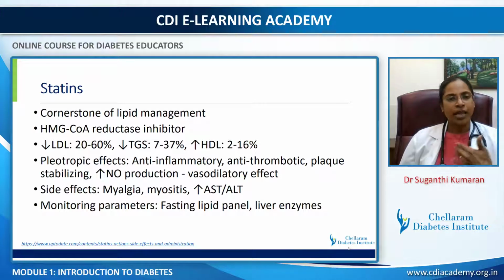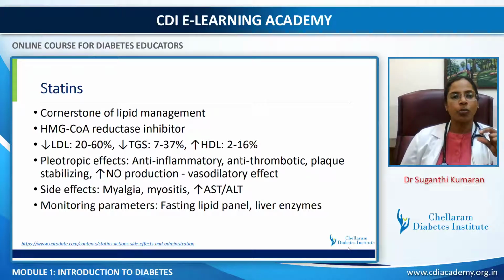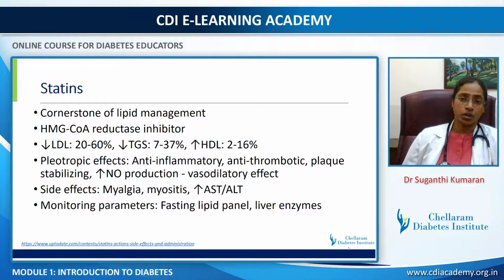There are other effects of statin which seem to be helpful as well, like anti-inflammatory property, anti-thrombotic property, plaque stabilizing property, and increased production of nitric oxide, which causes a vasodilatory effect. All these seem to help with the reduction of cardiovascular disease in the patient.